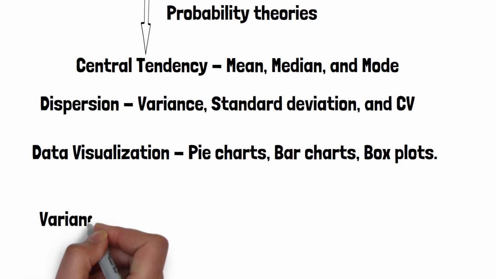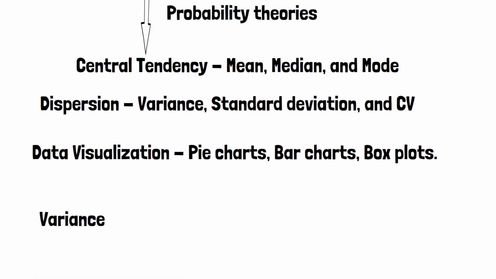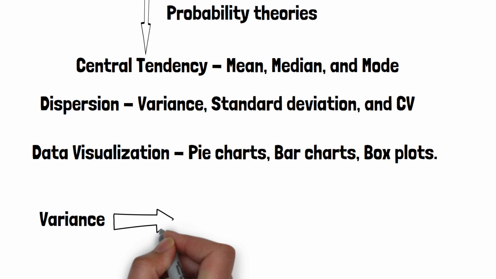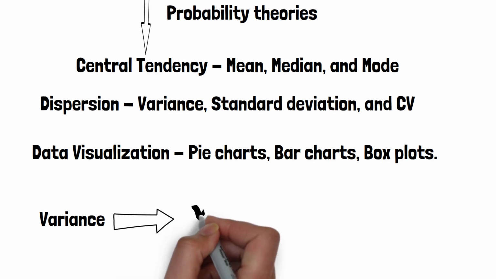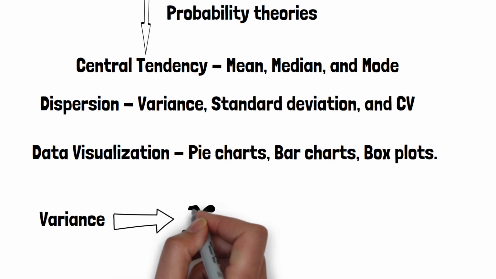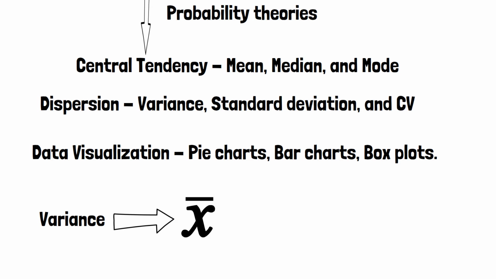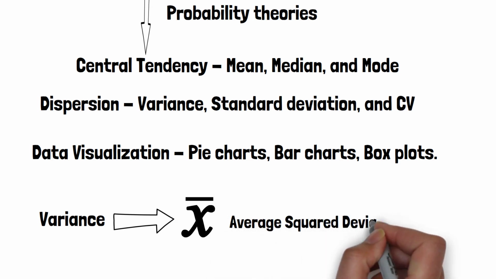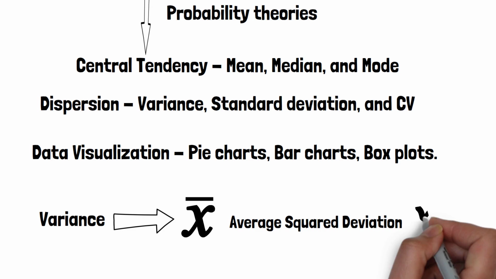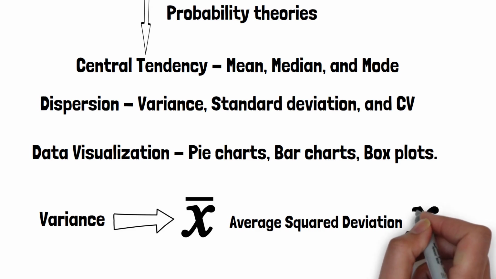Okay, our main interest is the variance, which measures on average how far data points differ from the mean. It is defined more formally as the average squared deviation of individual data points from the mean.